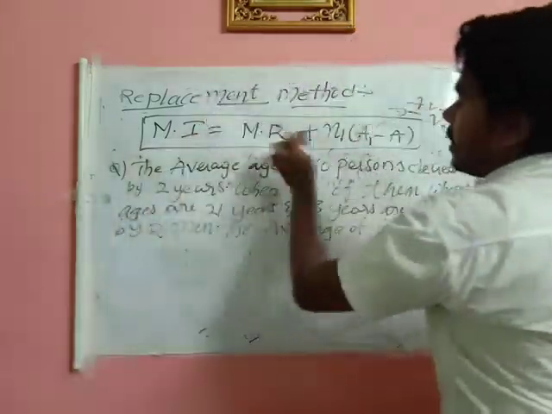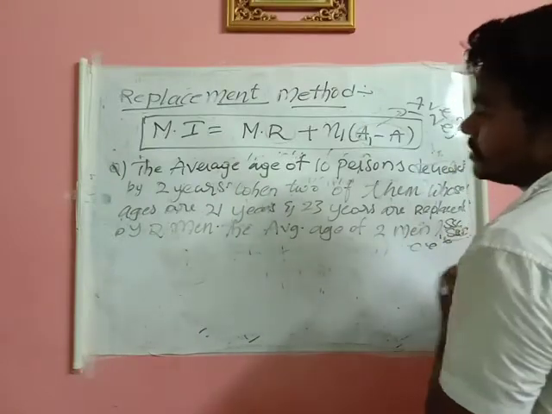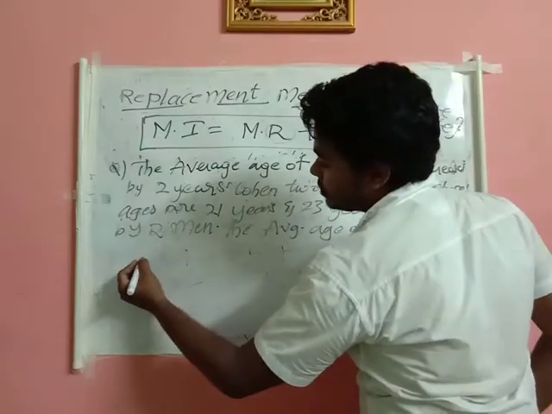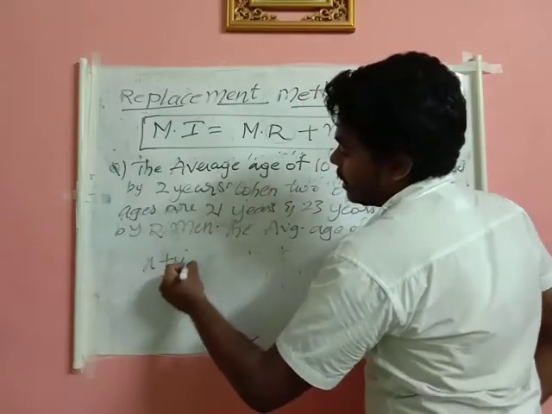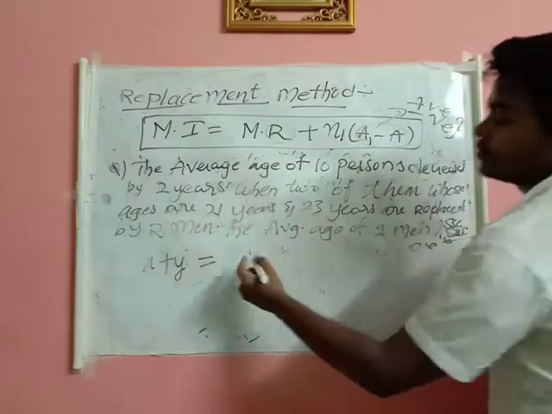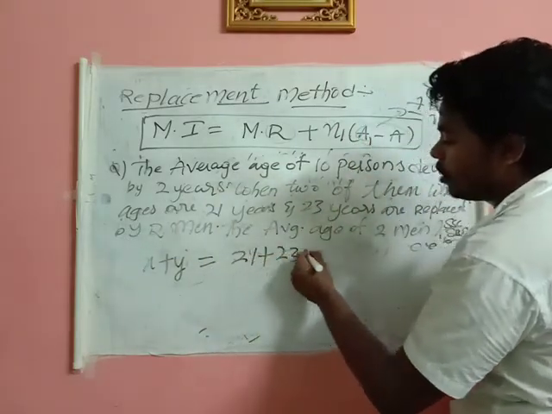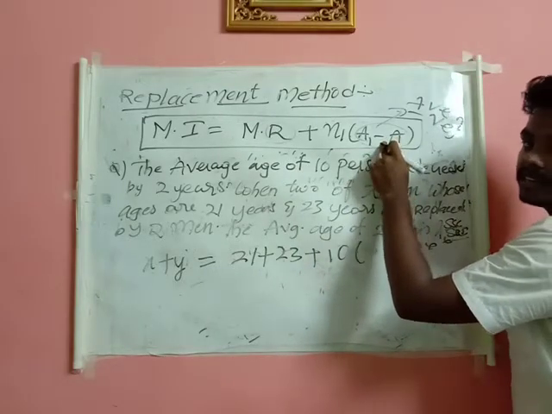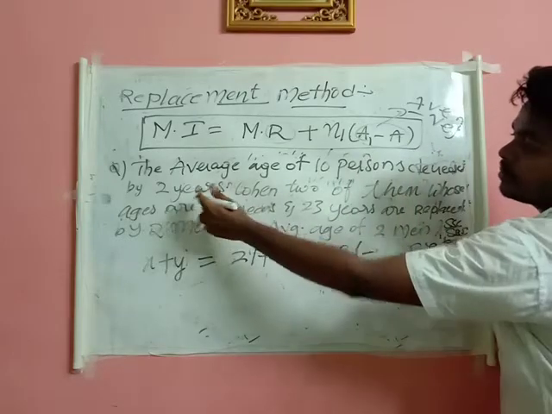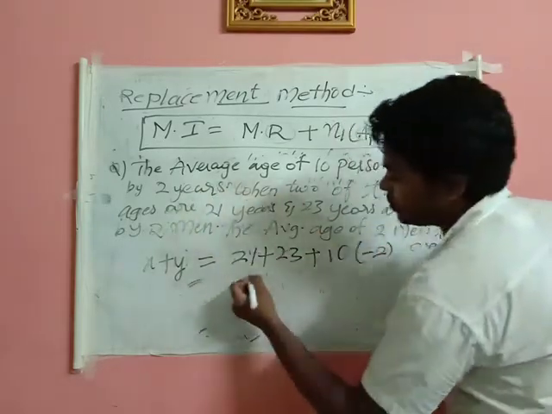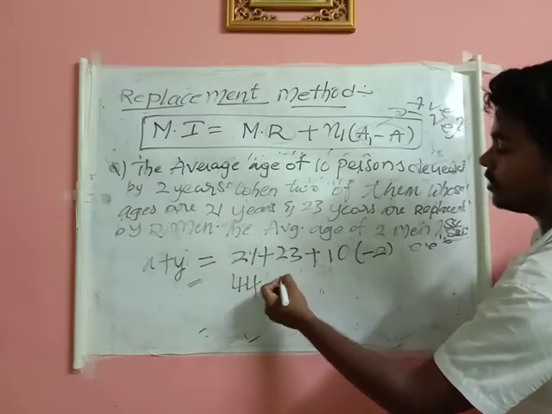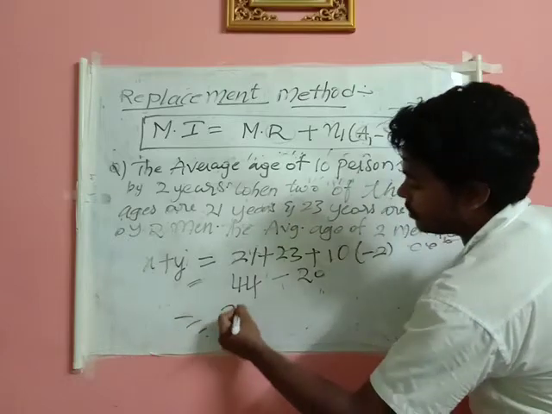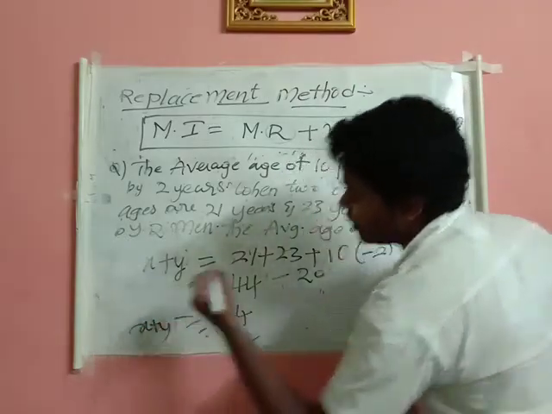Now what is my formula? Man included is equal to man excluded plus n1 into a1 minus a. So I thought, let the 2 persons be X and Y. So who is man included? X plus Y. X plus Y is equal to man replaced, how much? 21 plus 23, plus how many people are there? 10 people are there. Is my average increase or decrease? Decrease means minus. How much is the decrease? Minus 2, right? So 21 plus 23, you will be getting 44. You will be getting 44 plus 10 into minus 2, that is minus 20. So you will be getting 24. So X plus Y is equal to 24.